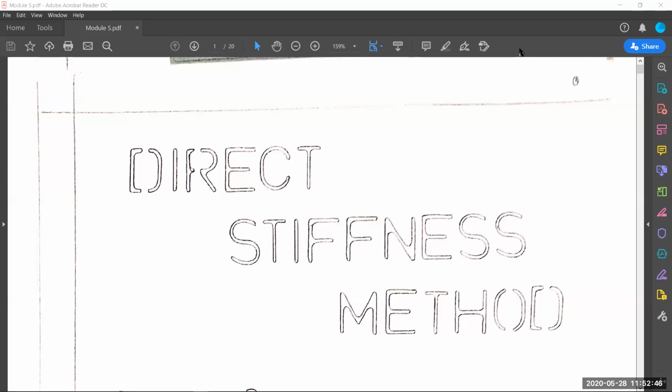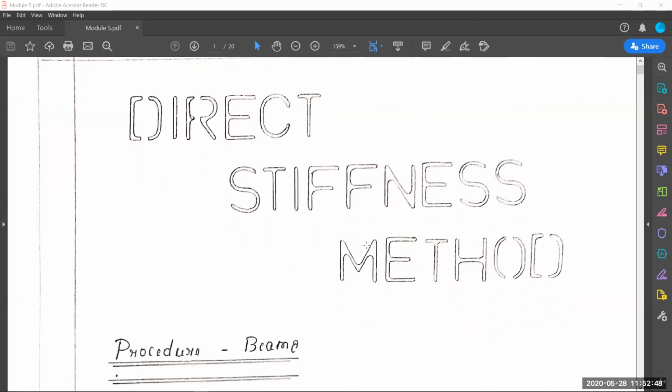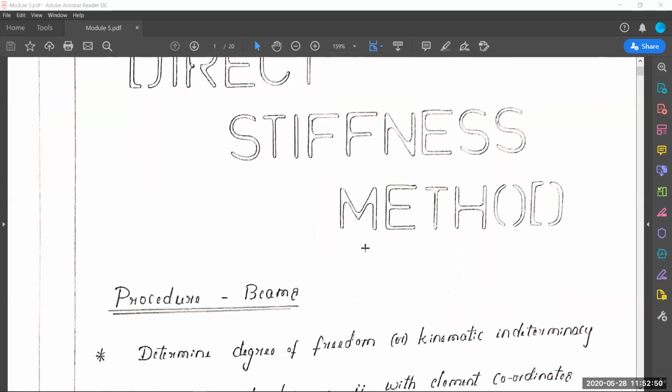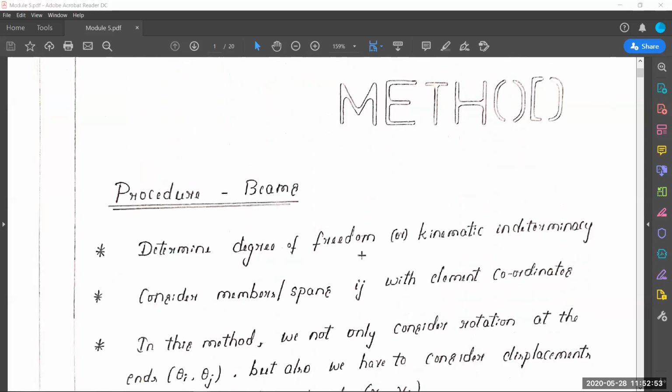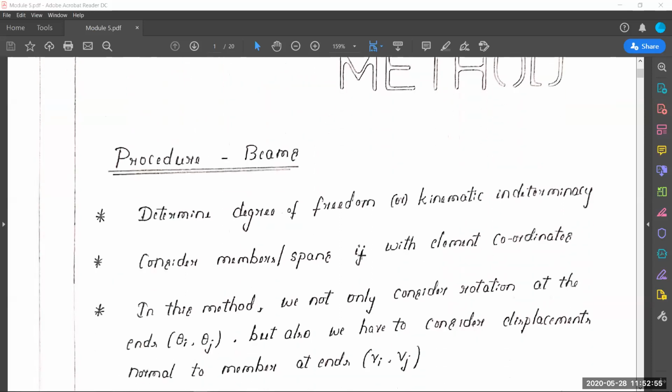So today I'll be discussing the direct stiffness method. For this, a brief procedure has been written over here. I request all of you to go through this procedure first. In case of the stiffness method, there are two types actually. One is the transformation method or displacement method. The second one is the direct stiffness method. Both procedures are about 80% the same, except for the K formula.